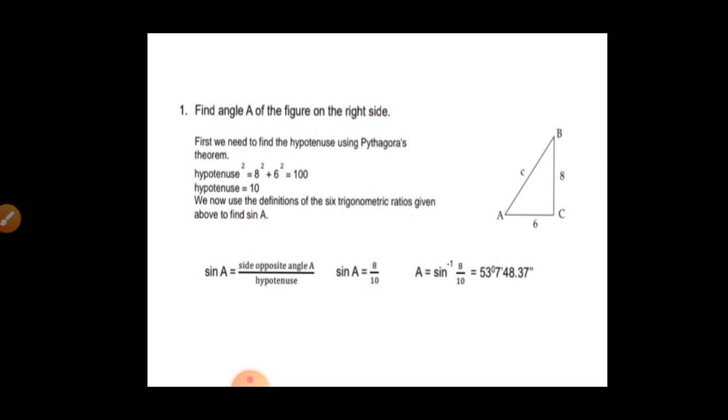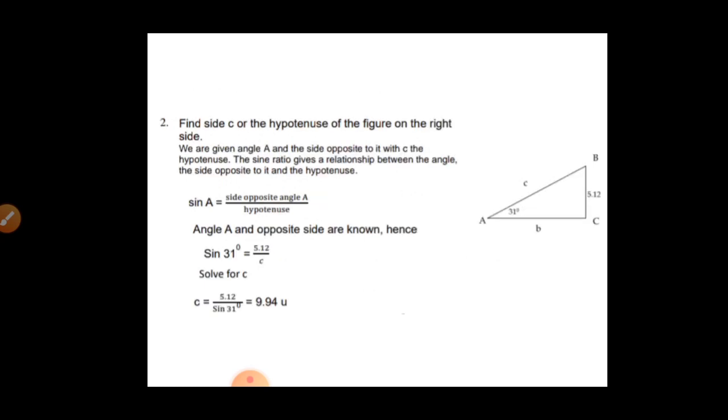Sine A is equal to side opposite angle A over hypotenuse. Sine A is equal to 8 over 10. A is equal to sine negative 1 of 8 over 10, which is equal to 53.13 degrees. Next.